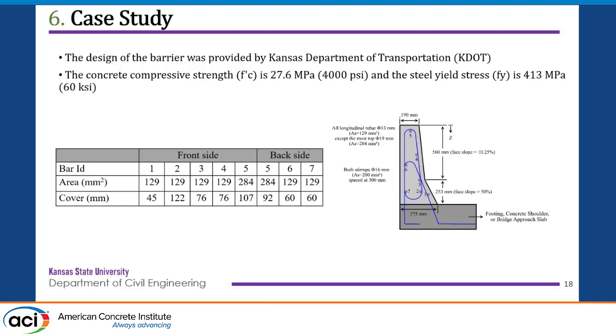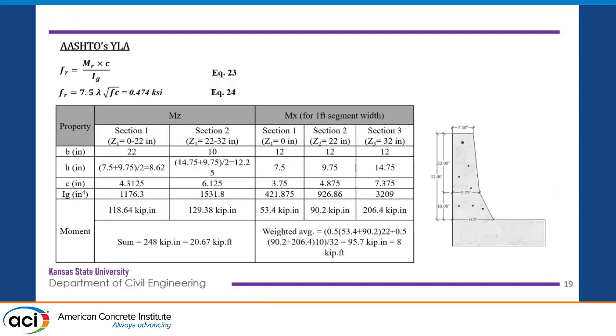So here comes the case study. First, this is a very common barrier, and the drawings were provided by the Kansas Department of Transportation. The reinforcement, the concrete properties, and the steel are shown here. We start with AASHTO's yield line analysis, applying all the simplifying assumptions and the process. Because AASHTO's equations are in US units, this is the equivalent barrier in US units.